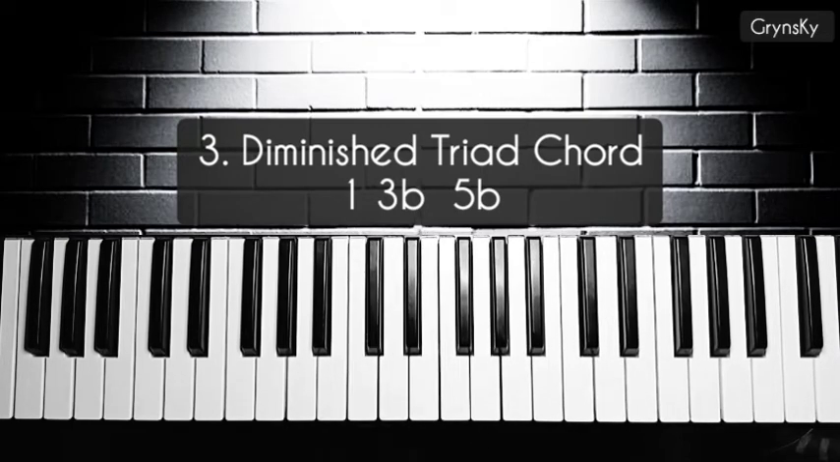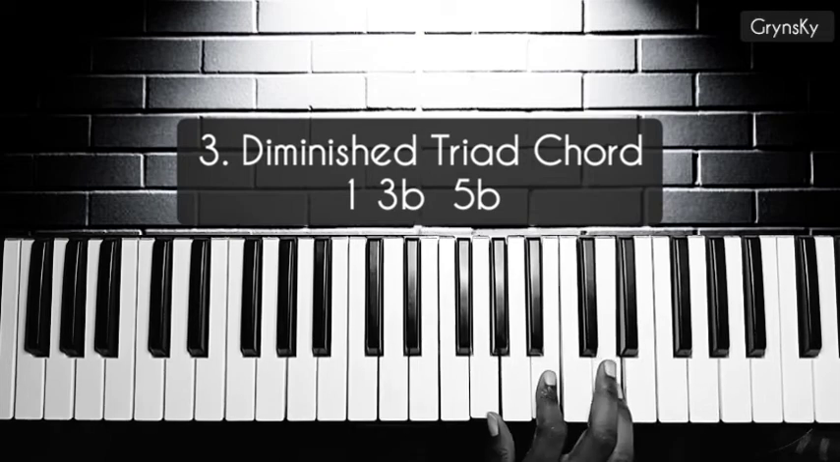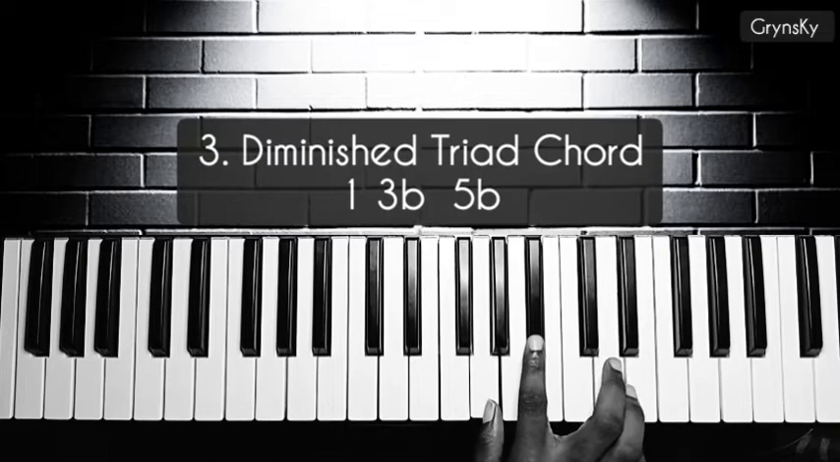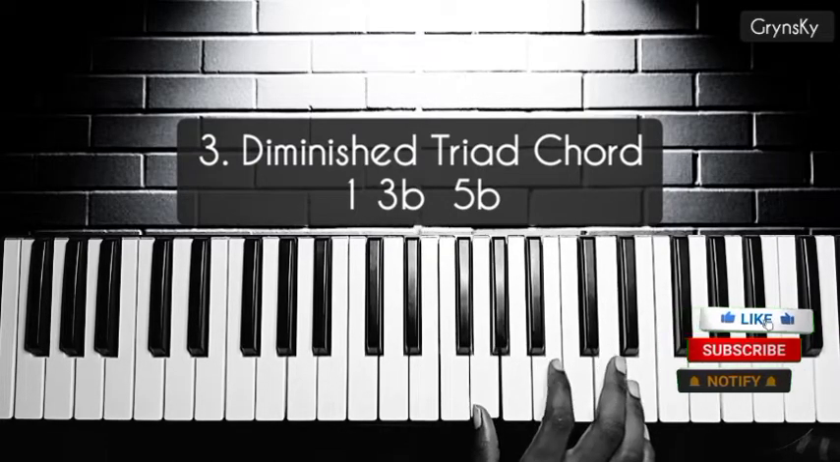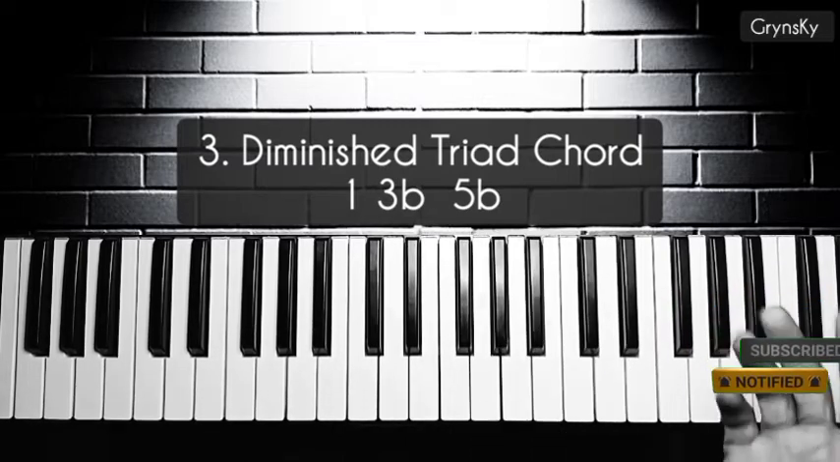Good. So let's form it in another key. Let's take G. I'll play the major triad chord for key G. Then I'll move the middle finger a step back, so the third goes back, and the fifth I'll move back also.